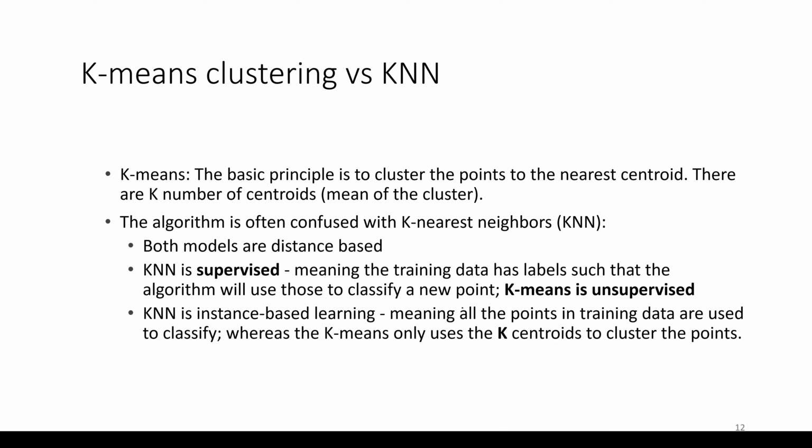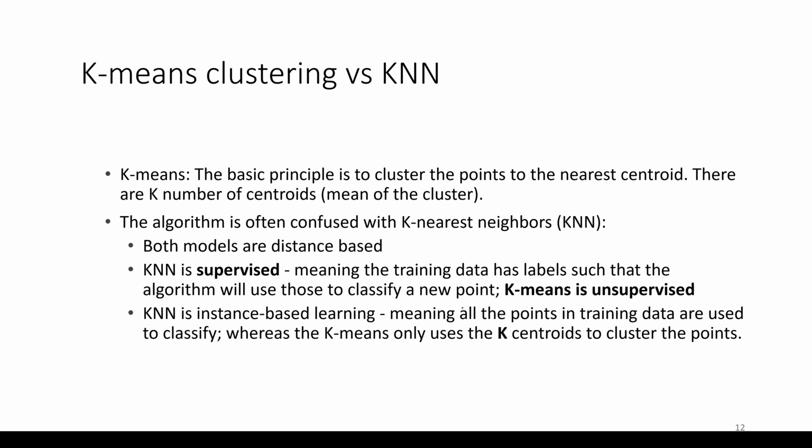Many times k-means and KNN are similar to each other, so many times we can confuse them. Basically, when we compare them, both models are distance-based, meaning we need to decide on, first of all, the k value, both in KNN and k-means, and then also on the distance measure. So that's similar behavior. However, KNN is supervised. That's very important, while k-means is unsupervised.